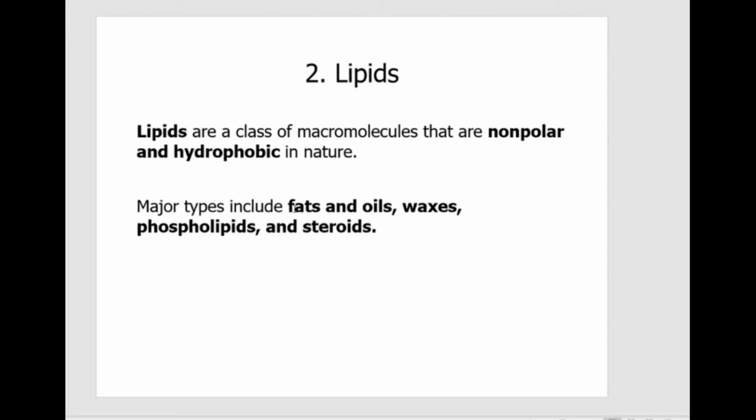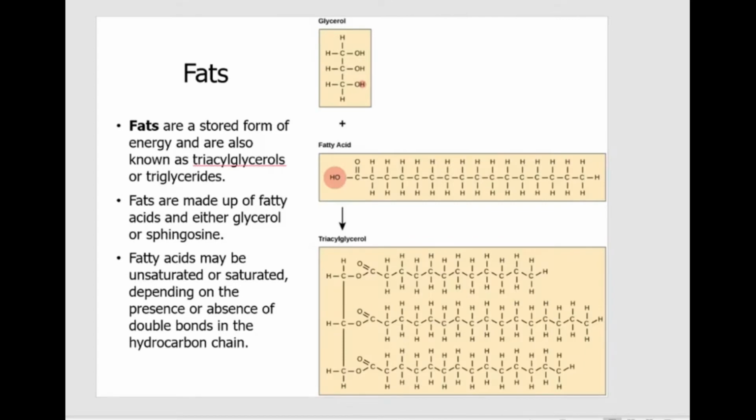So these are some common types of lipids. Fats are lipids coming from animals, oils coming from plants, waxes, you can find the waxes on the leaf surface, phospholipids, a very important component in cell membrane, and the steroids, some of the hormones are steroids, they're very important. We'll talk about that in details. So let's look at fats first, okay?